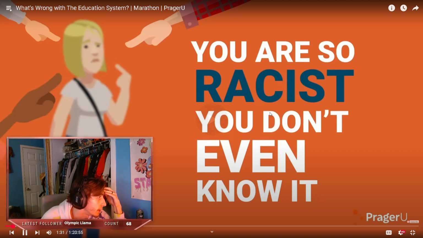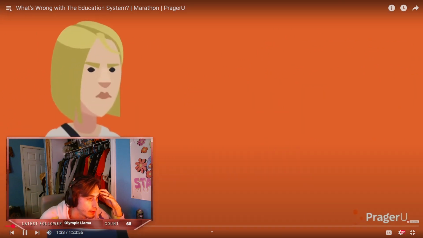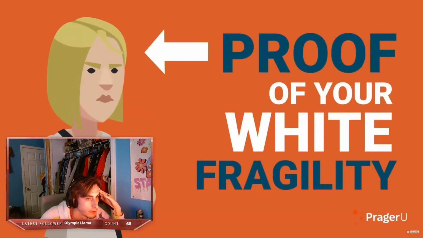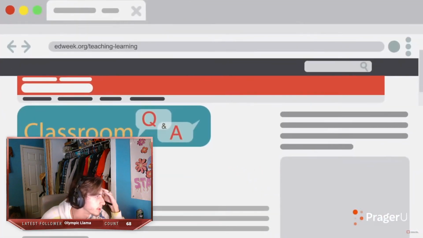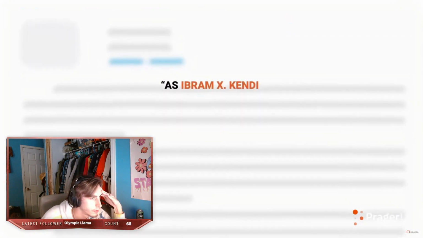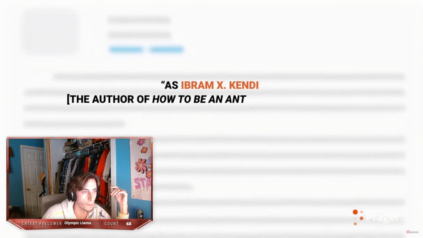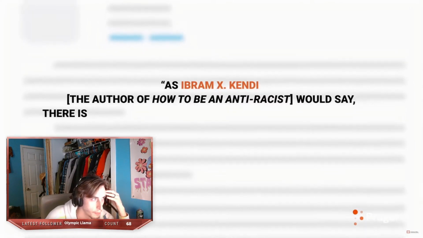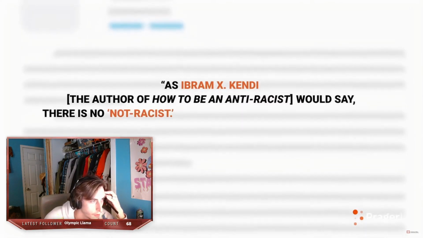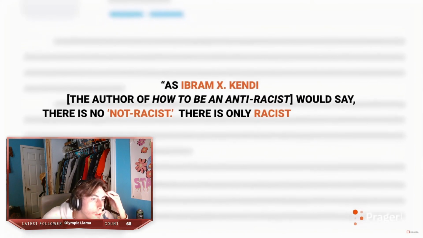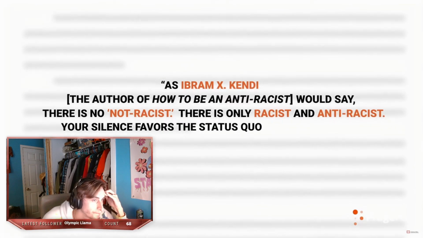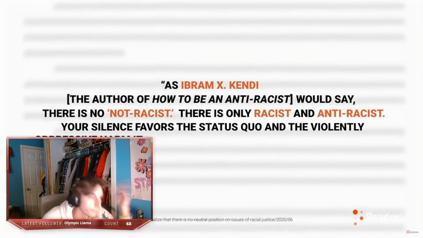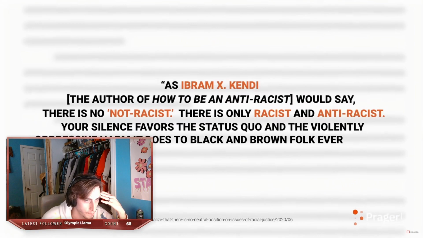And if this accusation upsets you, that's proof of your white fragility. Education Week's Classroom Q&A blog tells teachers, no one wants to be racist, right? I mean, it should offend you. Ibram X. Kendi, the author of How to Be an Anti-Racist, would say, there is no such thing as not racist. There is only racist and anti-racist. Your silence favors the status quo and the violently oppressive harm it does to black and brown folk everywhere.